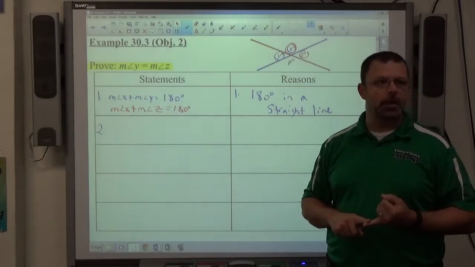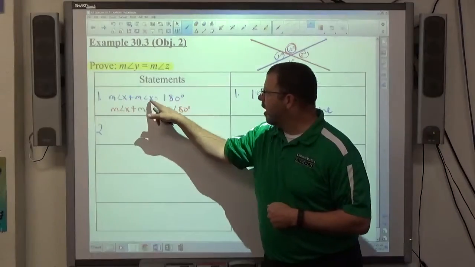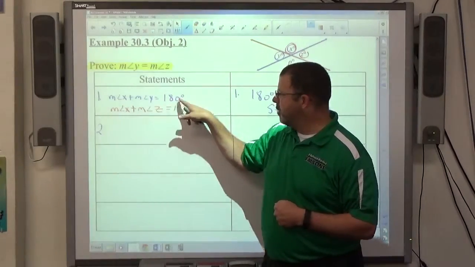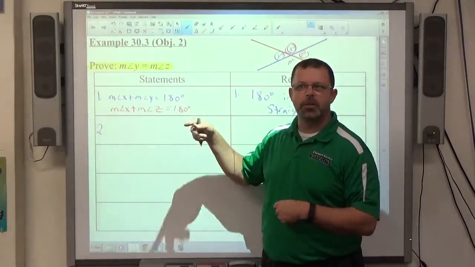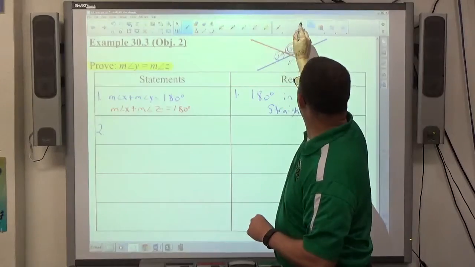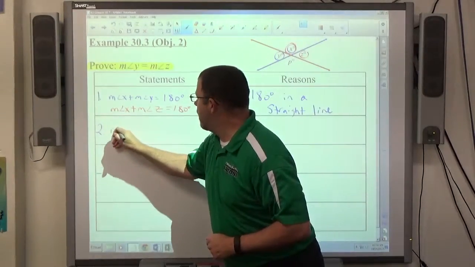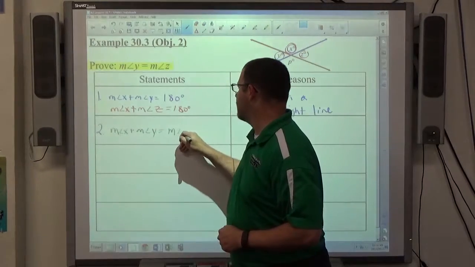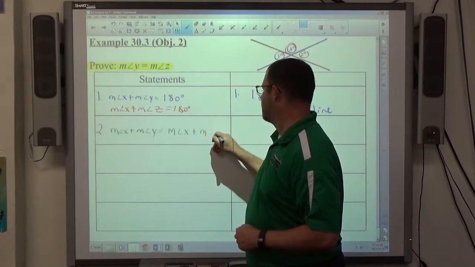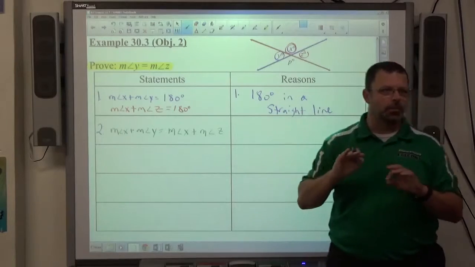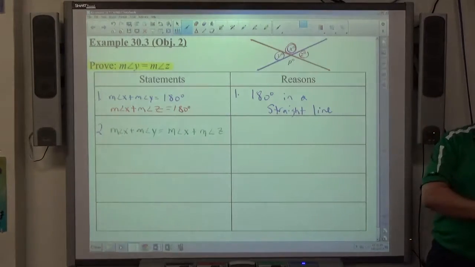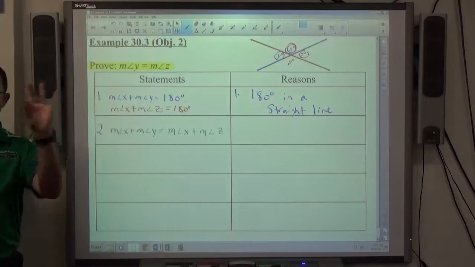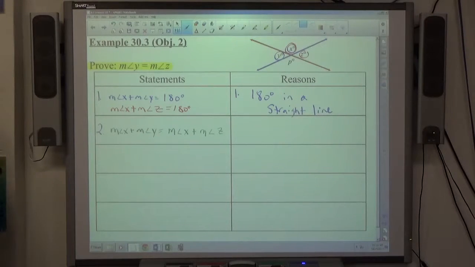Things equal to the same thing are equal to each other. Notice, x plus y equals 180, x plus z equals 180. Things equal to the same things are equal to each other. So Braden figured that out really well. Angle x and y have to be equal to angle x and z. And this little m in front of the angle symbol is measure of angle. That's just good symbolic geometry there. So m angle x means measure of angle x.